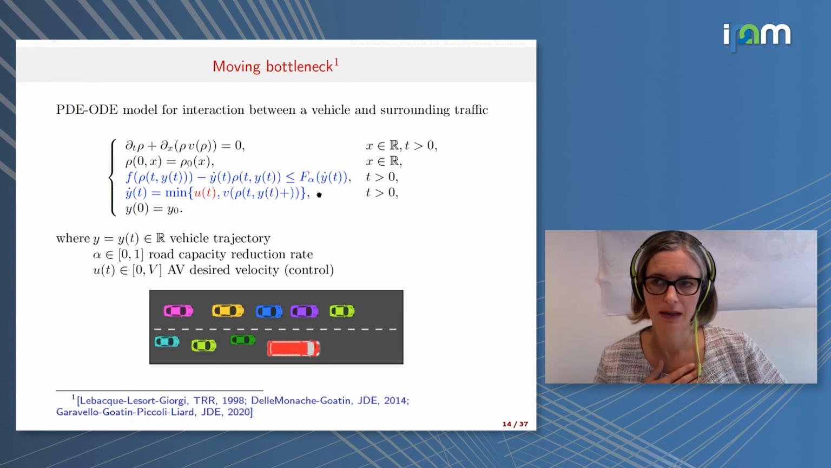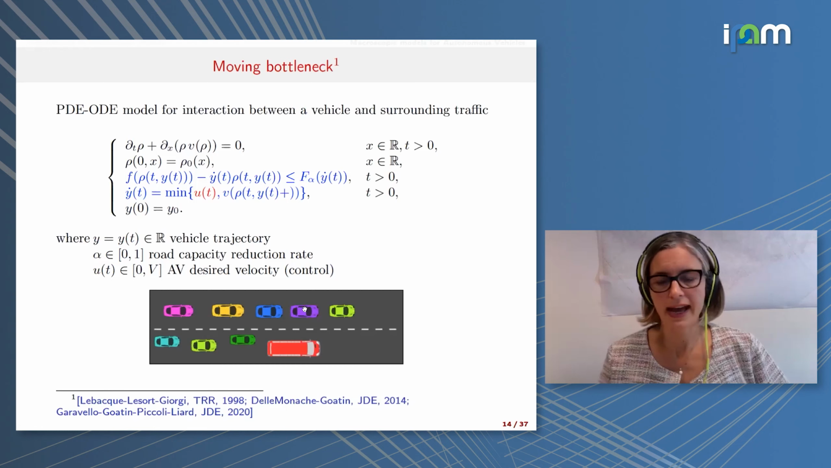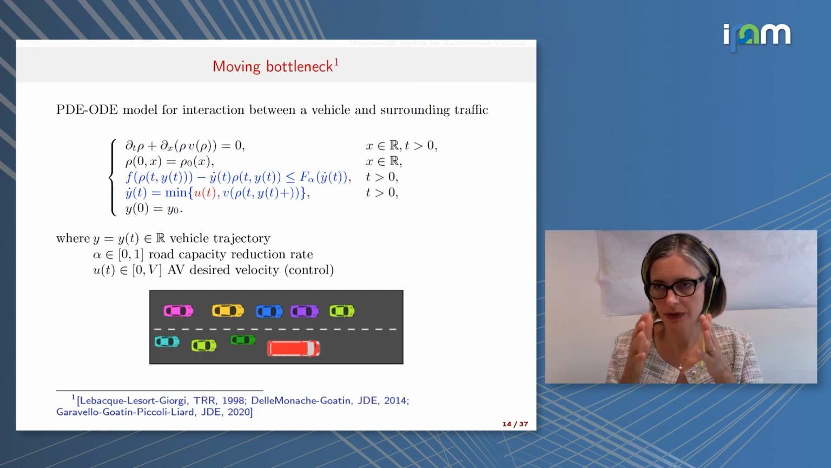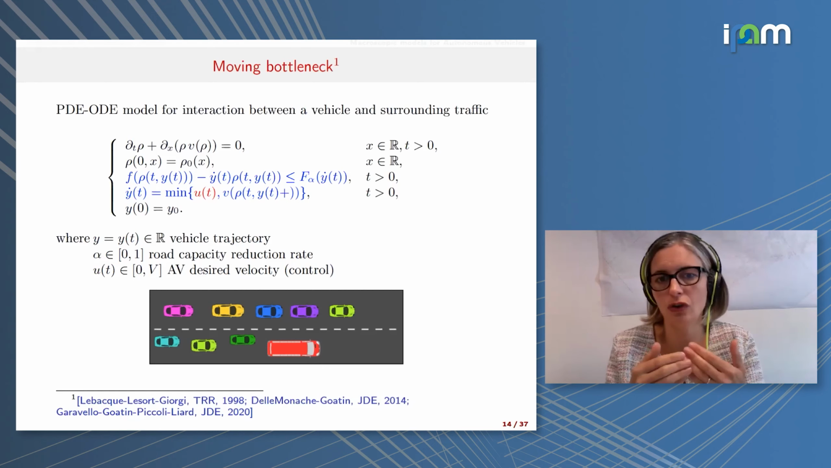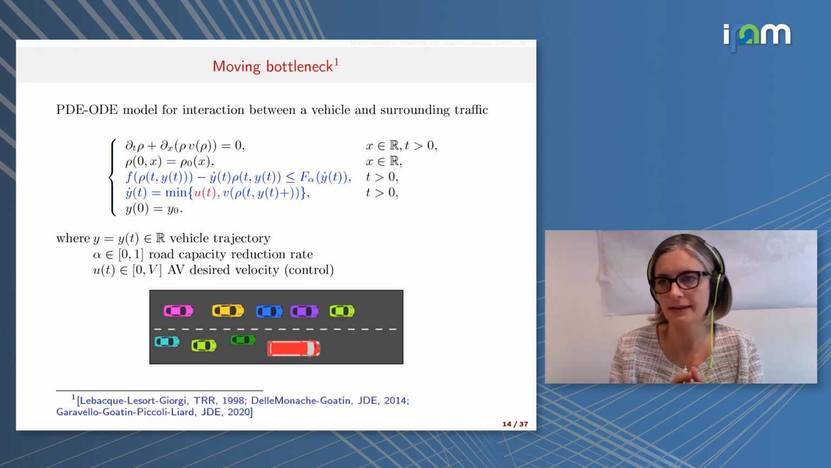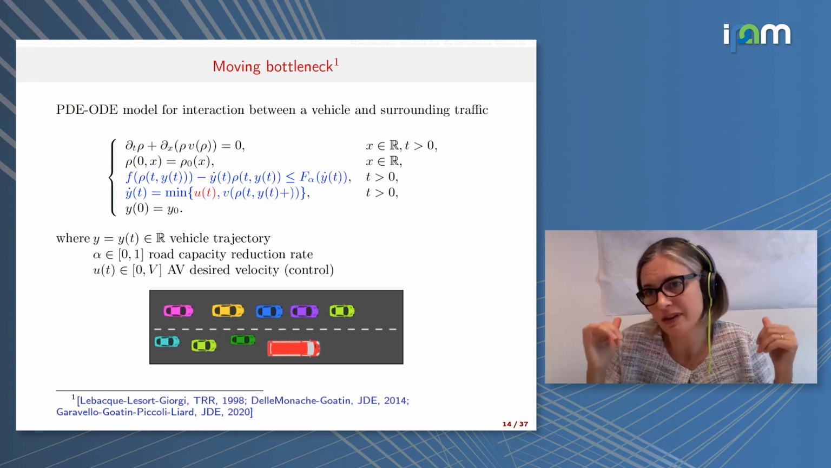That's the V, the minimum between U of t and V of rho of t and Y of t plus. When you say Y of t plus, is it a limit from? Yes, it's the trace, it's the limit. Because you will see, the presence of the vehicle can create a jump in the density at this level. So we have to take the traces. And of course, the vehicle has to adapt to what is in front of it, to the downstream density. But it doesn't care about the upstream density.